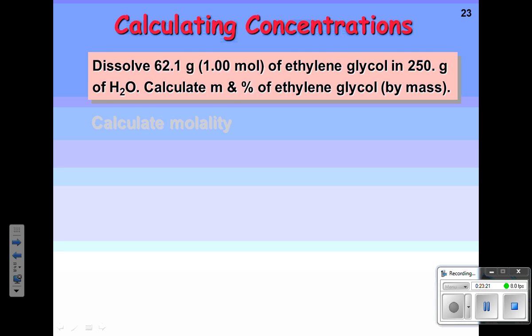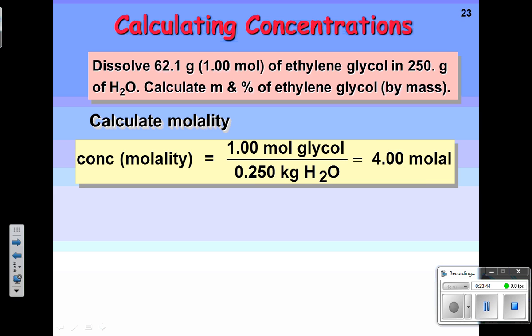What was molality? Moles per kilogram, right? Well, 1 mole, they already did the calculation for me. That's easy. Divided by, change the 250 to kilograms, and that's 0.25. So we're just going to plug that through, and we've got our molality. Molality, or the fancy little m.